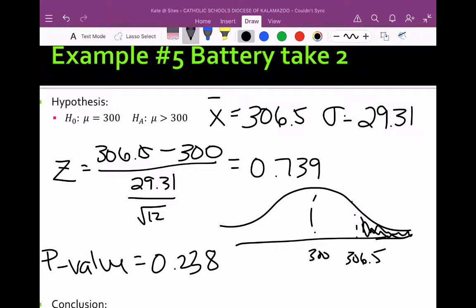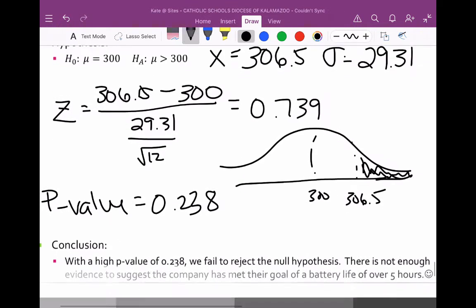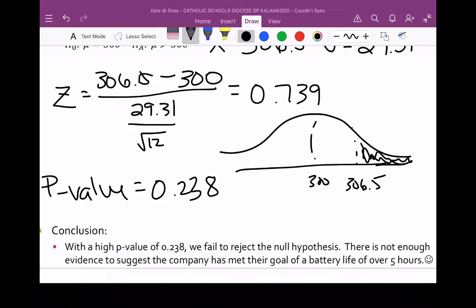It is above all three common alpha levels we use. So our conclusion then states that with a high p-value of 0.238, we failed to reject the null hypothesis. There is not enough evidence to suggest that the company has met their goal of a battery life of over 5 hours. So again, in my conclusions, I'm stating my p-value, I am stating whether I reject or fail to reject, and I am putting it in the context of the situation. And note, I continue to put the context in terms of my alternative hypothesis. Yes, they have met their goal, or in this case, no, they have not met their goal, which was our alternative hypothesis.